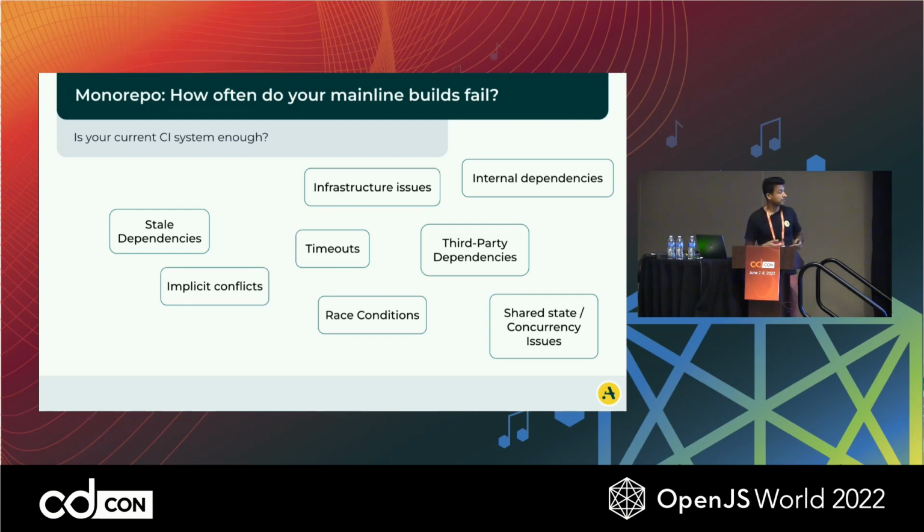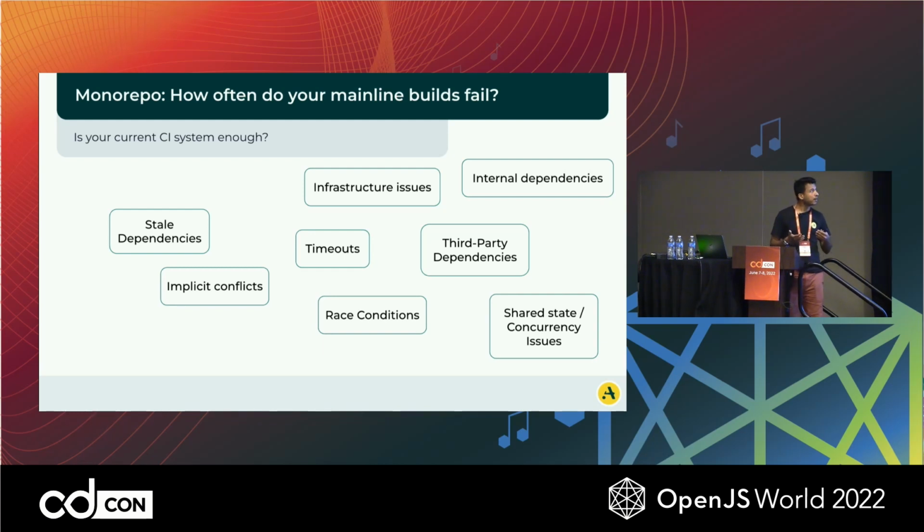Some of the reasons I've explained here are stale dependencies. For instance, you're running CI on a piece of code which is using a very stale version of your mainline, and then you're modifying changes on it. You can have implicit conflicts where two people are working on the same code base and then trying to merge at the same time, where you can have conflicts with each other, where your CI may pass, but your build may still fail. And this is something we'll discuss more in detail.